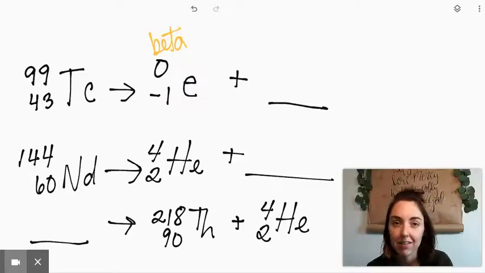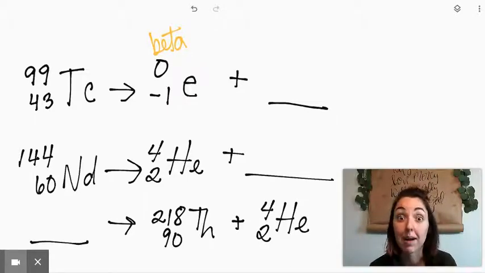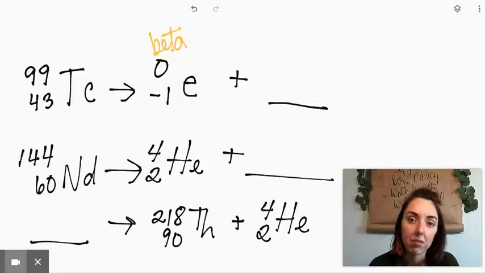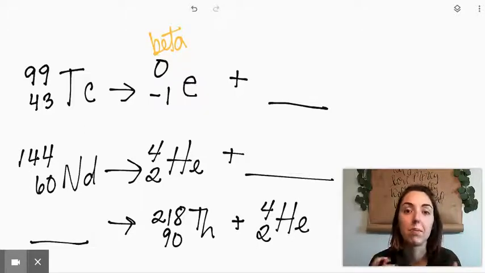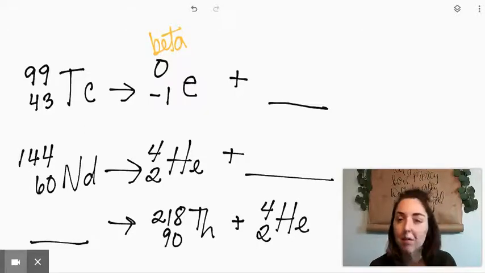So the electron doesn't really have an atomic number of -1, but that's how the math works out to show that a neutron becomes a proton. We're actually going to end up gaining an atomic number. So let's take a second, do the math, and then you'll see how that works out.